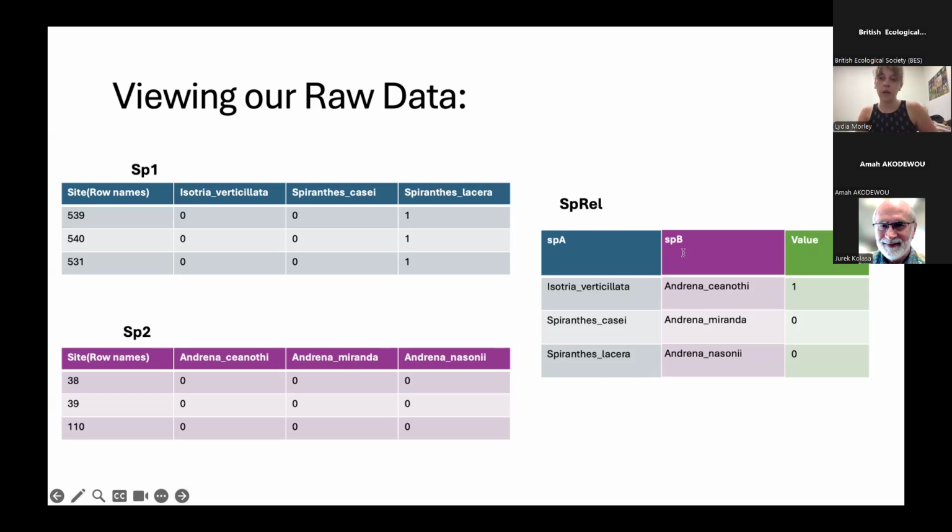So we've just got here for SP1 the orchids that we care about, these 3 orchids, Isotria verticillata, Spiranthes casei, and Spiranthes lacera, with the sites over which they occur. SP2 are the potential and actual pollinators of these orchids and the sites over which they occur. And then SPREL is just the data frame where we've got our focal species, our interactor species, and whether or not they actually have a relationship.